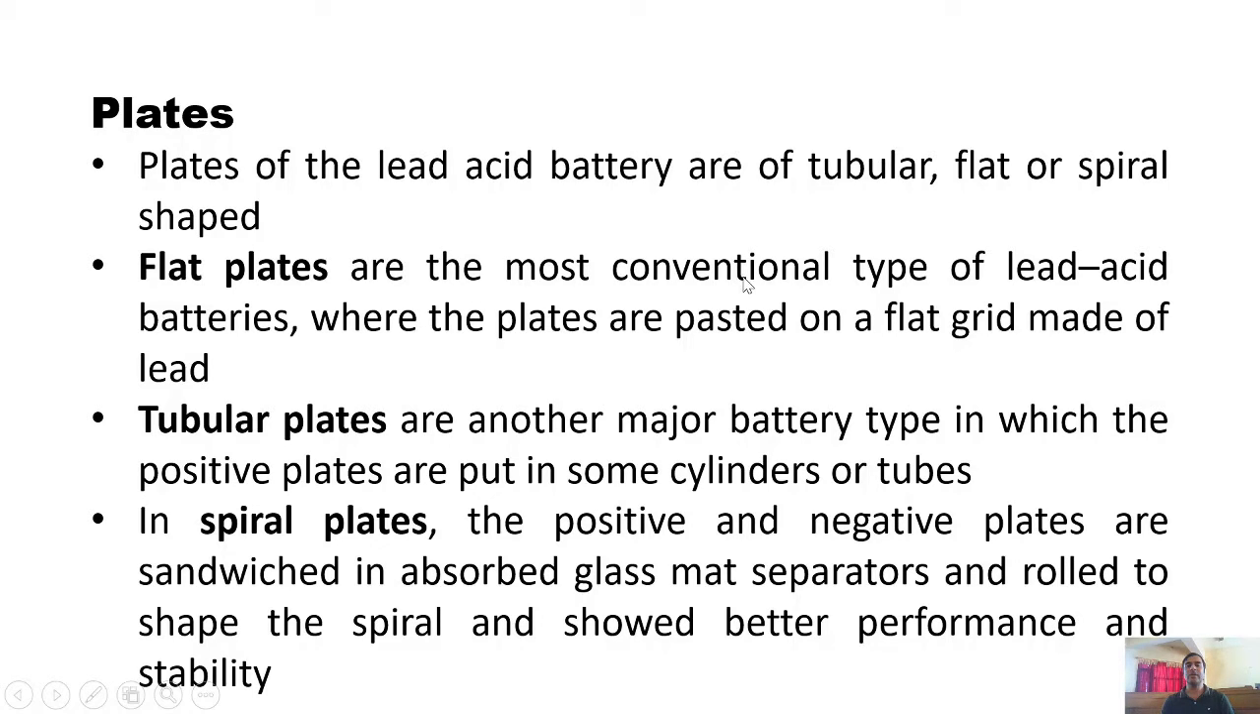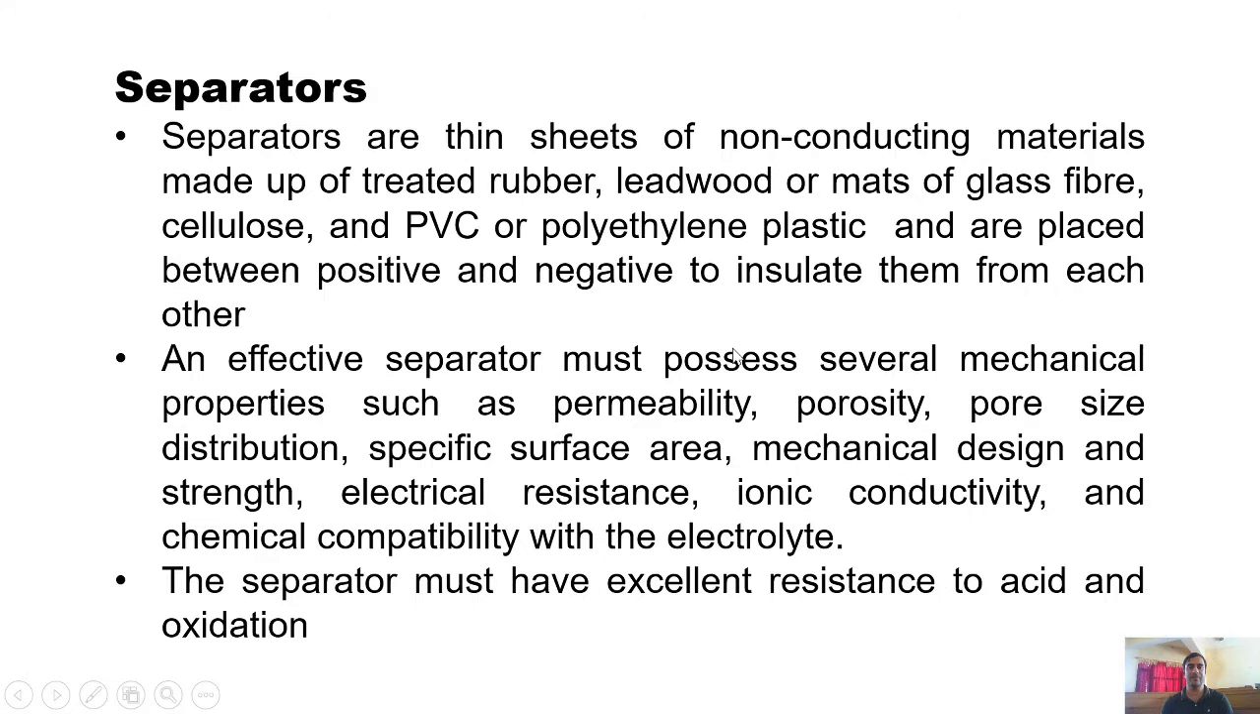Flat plates are the most conventional type of lead acid batteries, where plates are pasted on a flat grid made up of lead. Tubular plates are another major type of battery in which positive plates are put in cylinders or tubes. In spiral plates, the positive and negative plates are sandwiched in absorbed glass mat separators and rolled to shape the spiral and ensure better performance and stability.